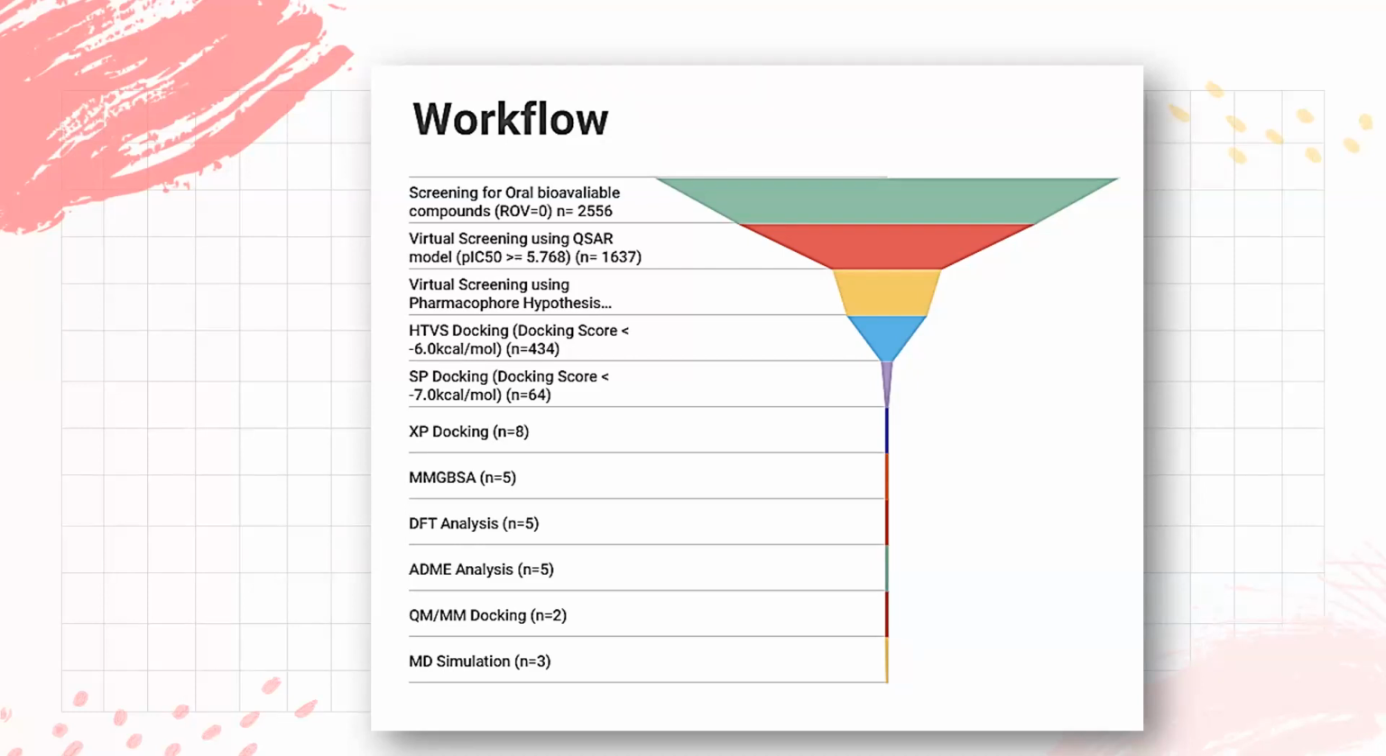Then MD simulation. With MD simulation, we try to predict the stability of a compound in the active site of a protein. We did that for the top compound, the second compound, and the standard drug. So that is why N equals 3 there.